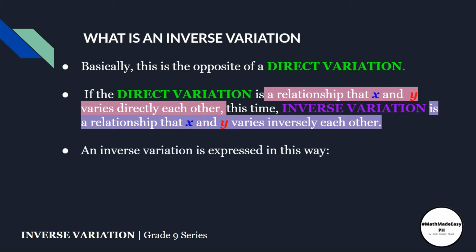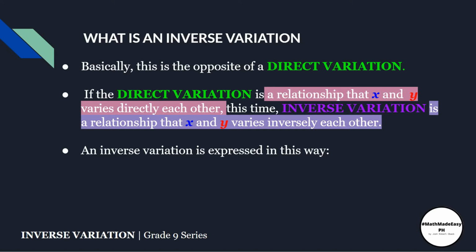Ibig sabihin niyan, magbigay ako ng halimbawa. Kung mag-increase si x, mag-increase din si y. That is direct variation. Sa inverse variation naman, kung mag-increase si x, mag-decrease naman si y. So basically, sa inverse, ang x and y are parang in the opposite direction.